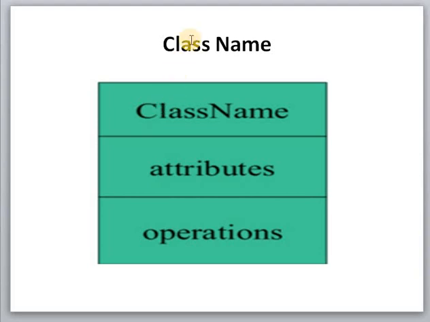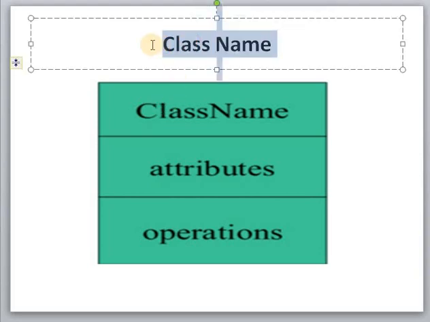Next we will see the basic structure to model a class. First, we need to mention the name of the class, which is presented in the first partition of the class. In the second partition, we will represent the attributes, and the third partition is related to the set of operations performed by that specific class. So, as you can see, a class is represented by this particular rectangle.